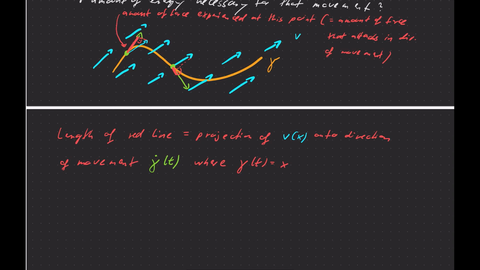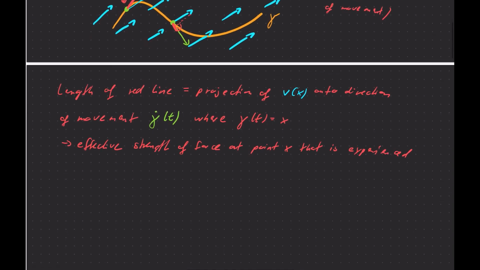And we're interested in that length here, because that is the effective strength of the force at point x that is experienced moving along curve gamma, again at point x. So it's a local effect of that force.